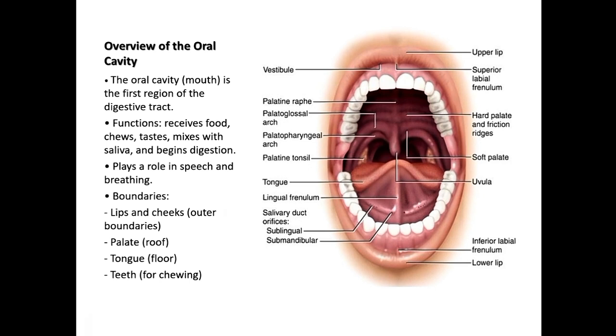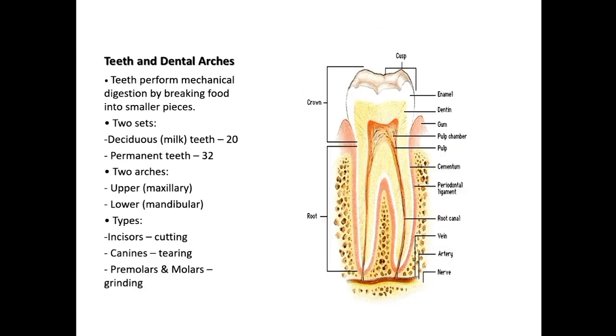The oral cavity is made up of the lips and cheeks, which form the outer boundaries, the palate forming the roof, the tongue forming the floor, and the teeth, responsible for breaking food into smaller pieces.